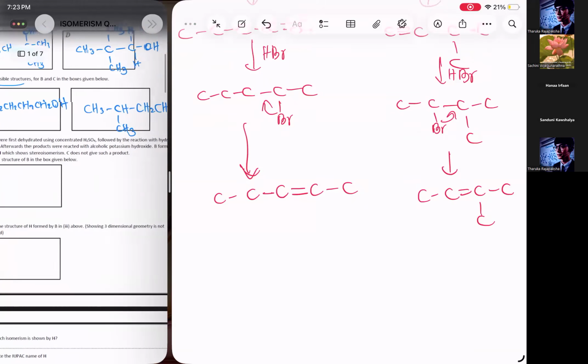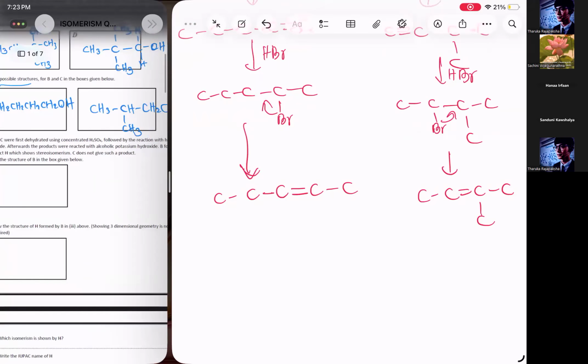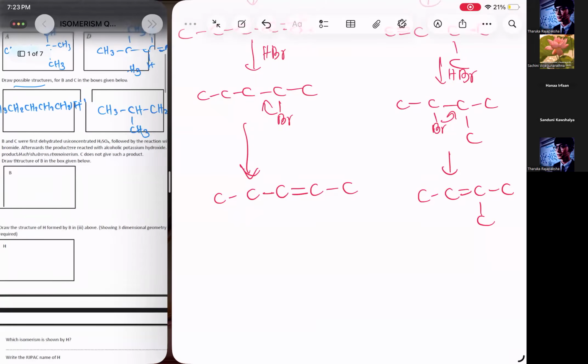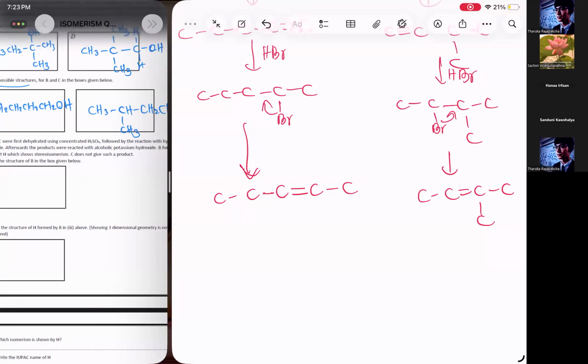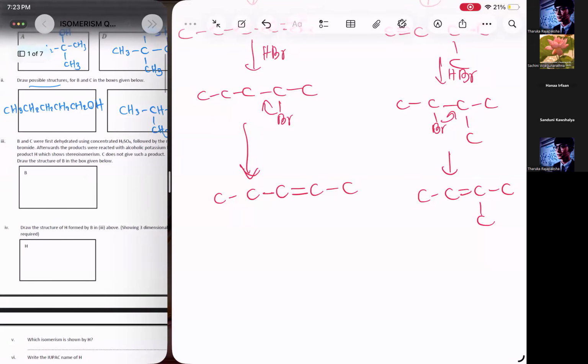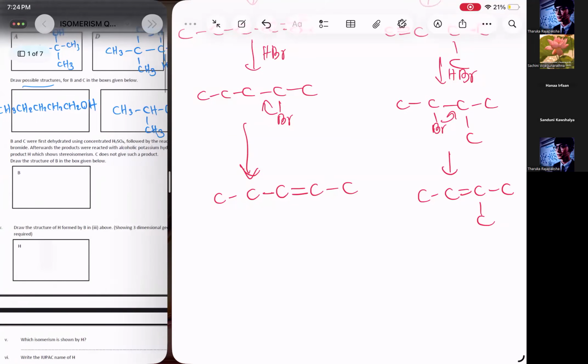Afterwards, product with alcoholic potassium hydroxide. B forms a compound. B forms H, which shows stereoisomerism. Out of this, one compound is showing stereoisomerism, the other one does not. Right. Then what is stereoisomerism, people? What is stereoisomerism? When we say stereoisomerism, there are two types.